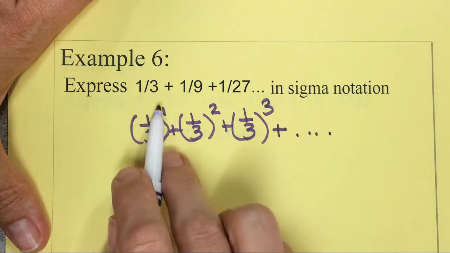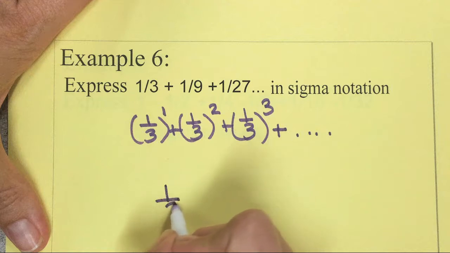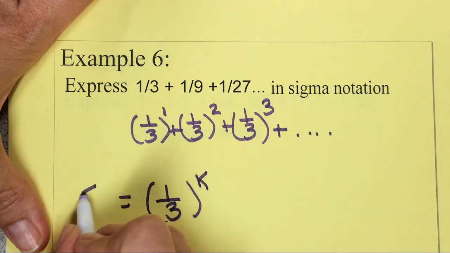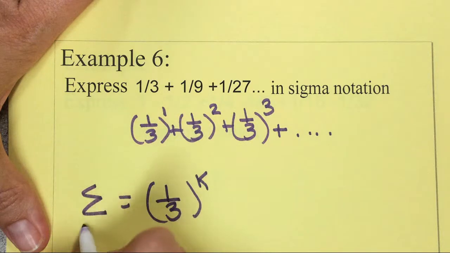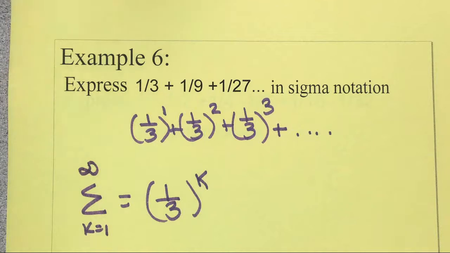So again, it's the exponent that's changing. So my k is going to be an exponent. My base is staying the same. My first k value was 1, and because it goes on forever, I'm going to go off to infinity.